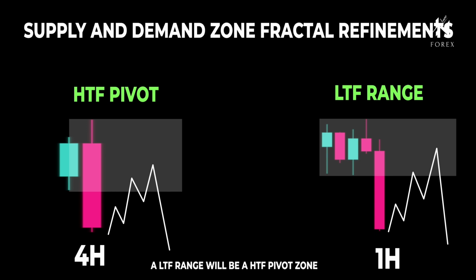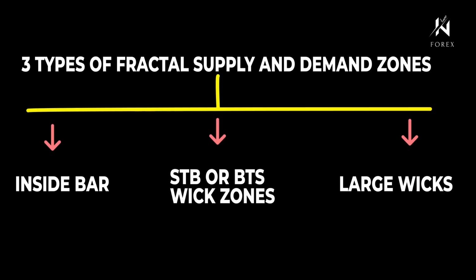So when you truly understand the fractal nature of markets, you don't even need to change time frames to be able to visualize what price action will look like on that other time frame. So that's why a lower time frame range will be a higher time frame pivot zone, and vice versa. Here are three types of fractal supply and demand zones.